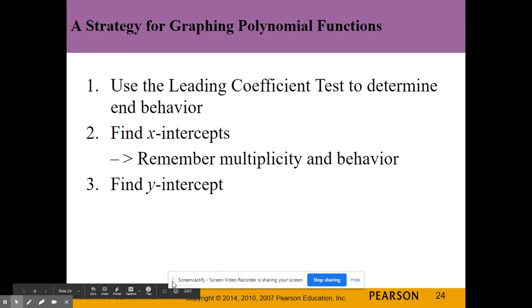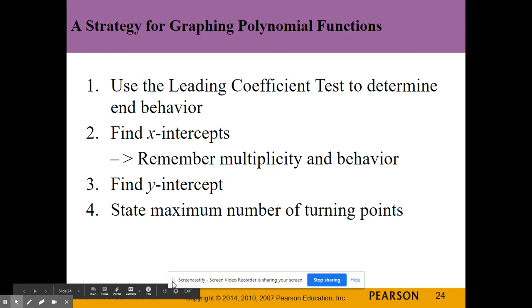We're going to find the y-intercept. We didn't practice that, but that's because it's as simple as you substitute 0 in for x and solve for y. So we'll do that when we do our next example. And then you're going to state the maximum number of turning points. We just talked about it, but that's just whatever n is, the turning points are going to be one less than that.